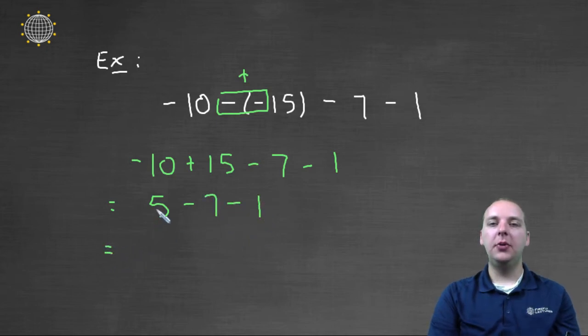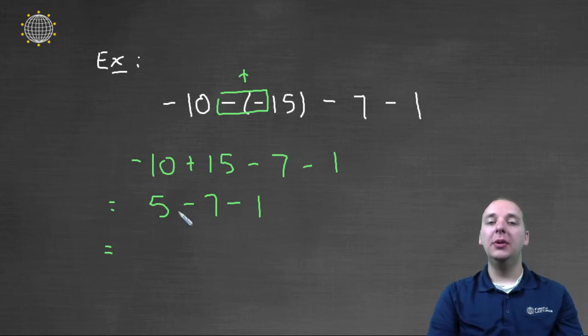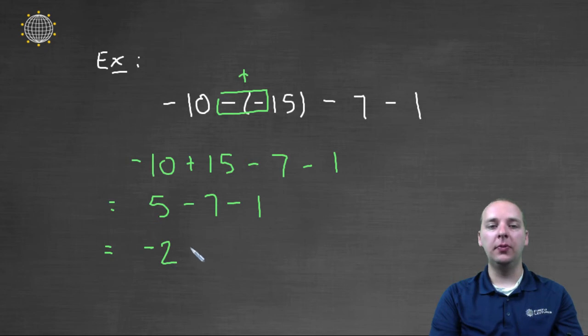Okay, let's say we have $5 in our pocket, but we owe someone $7. Well, we can't totally pay that person back because we owe more than we have in our pocket, but we can at least give them our $5. That's the least we can do, but we would still be in debt $2. And so 5 minus 7 is negative 2. And then we still have minus 1.